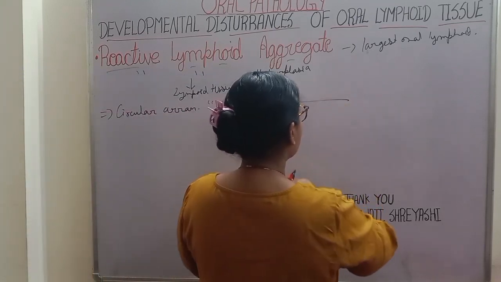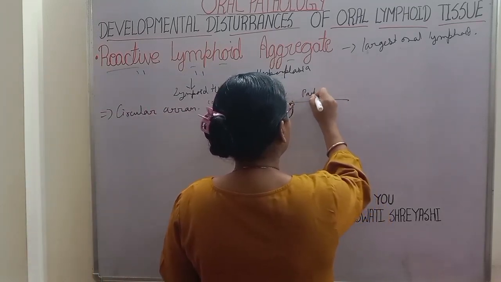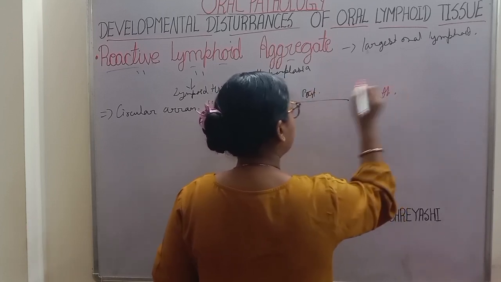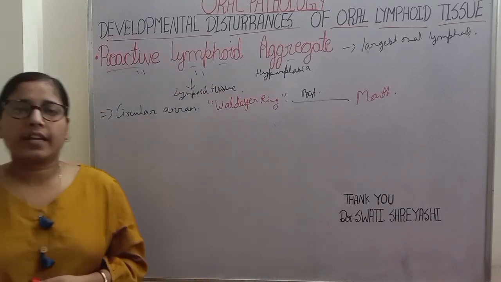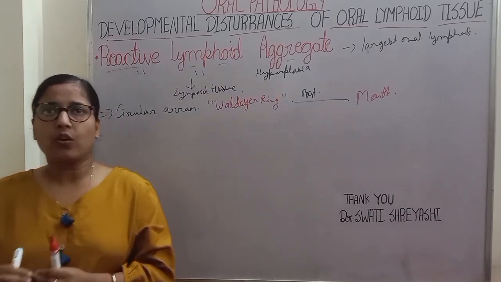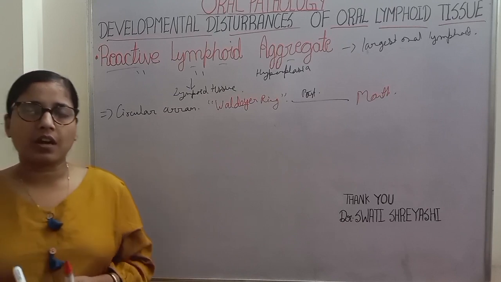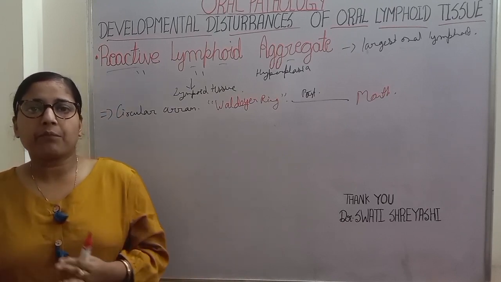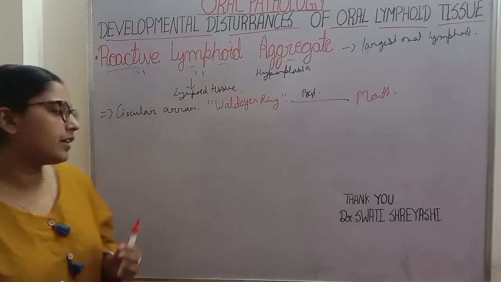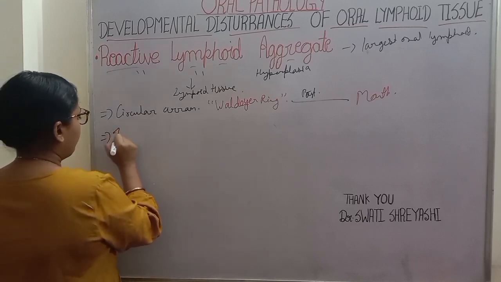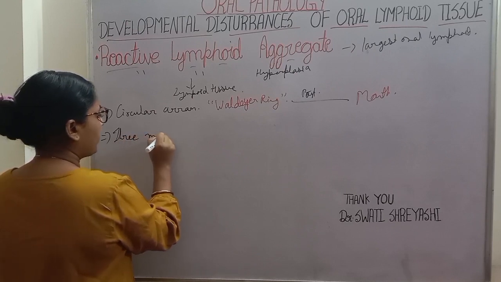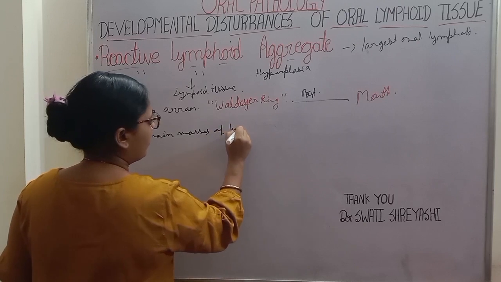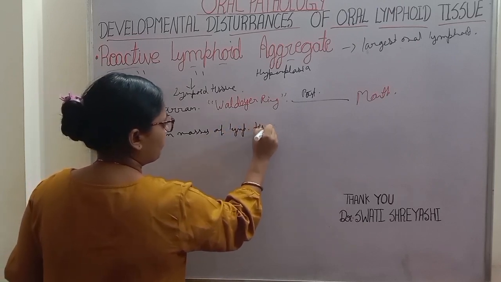In the posterior region of the mouth, the lingual tonsil is located on the posterior portion of the tongue on the dorsolateral aspect. Three main masses of lymphoid tissue.